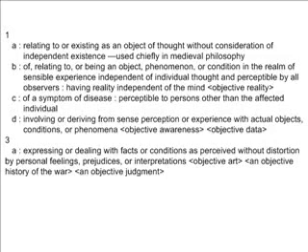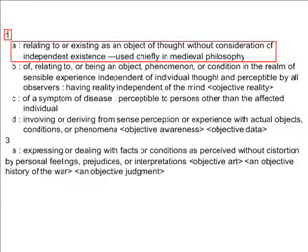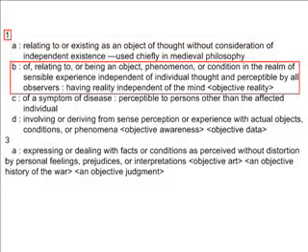Okay, now let's look at Merriam-Webster's definition. For objective, 1a. Relating to or existing as an object of thought without consideration of independent existence, used chiefly in medieval philosophy. 1b. Of, relating to, or being an object, phenomenon, or condition in the realm of sensible experience independent of individual thought and perceptible by all observers, having reality independent of the mind, or objective reality.